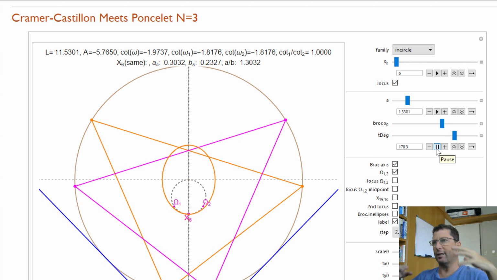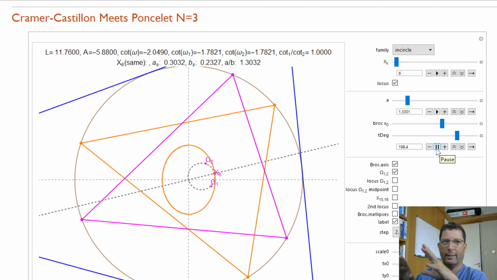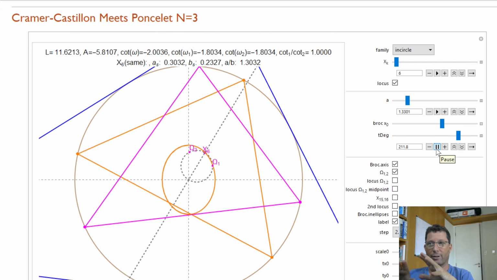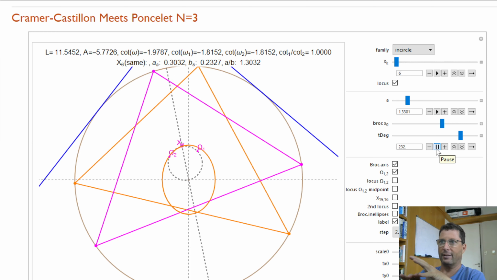Is this always the case? If I use a different Poncelet family, and I'll show you in a minute, you're not going to get the same phenomenon here. It's very special to this particular family. There's actually two families that accomplish this feat.